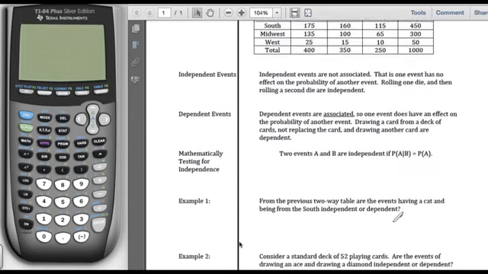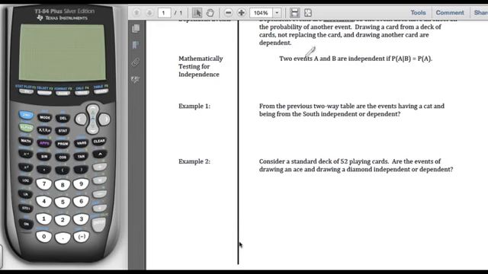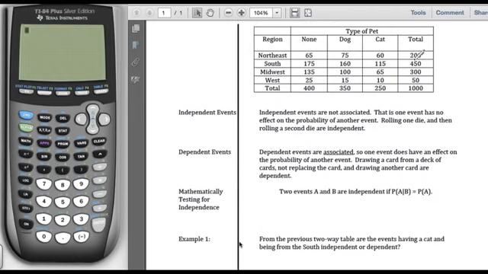Mathematically, you can test for independence with this formula. 2 events, A and B, are independent if the probability of A given B is equal to the probability of A. And let me use the two-way table from above to explain this a little better. So example 1 says, from this two-way table, are the events of having a cat, I'll call that A, and being from the south, independent or dependent?